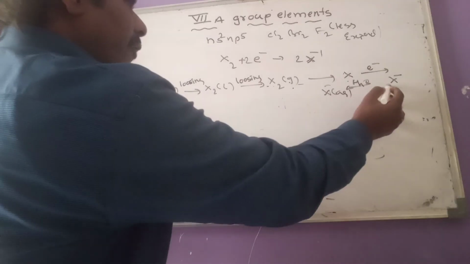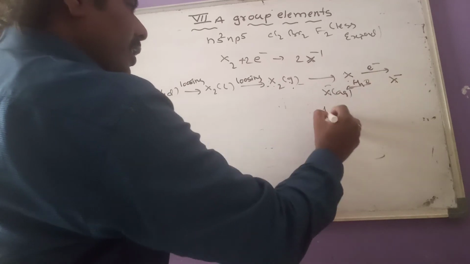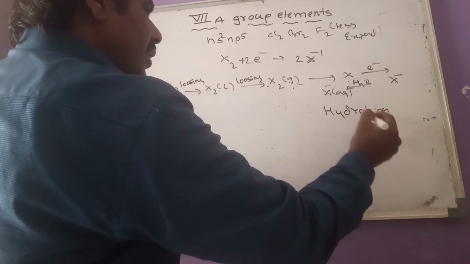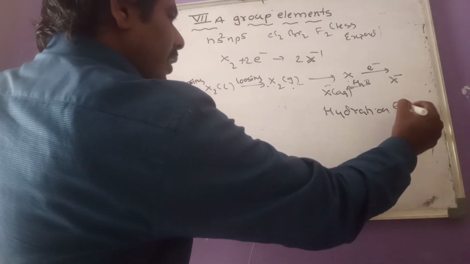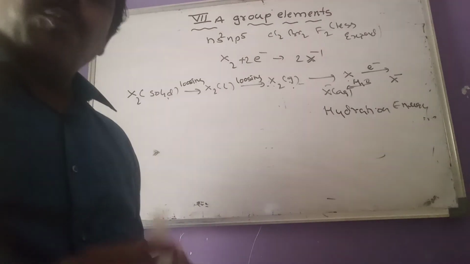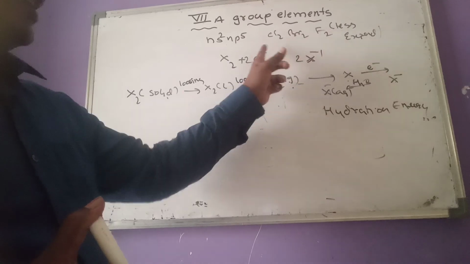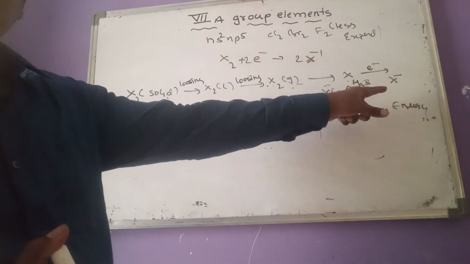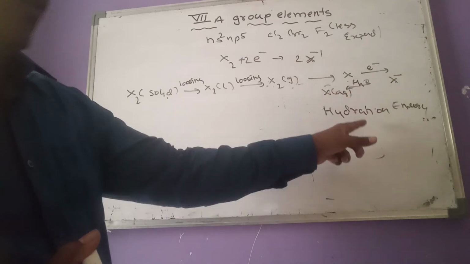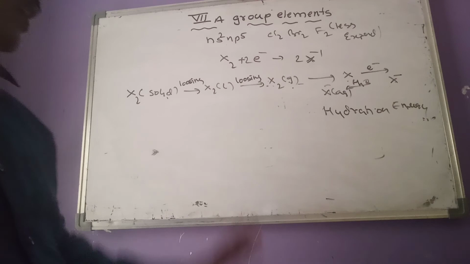And then final step here, X minus when dissolved in water, the heat energy liberated is called heat of hydration or hydration energy. Hydration energy is more for smaller species. That means among all these three, F minus is having smaller atomic size. So for fluoride ion, more heat energy is liberated. So now let us see here.